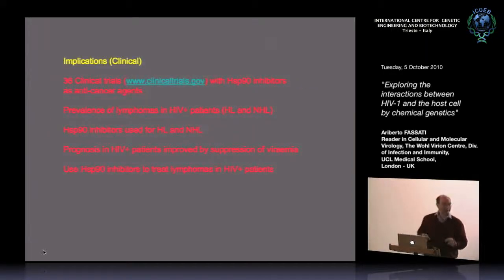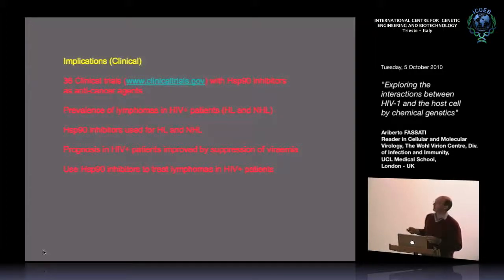There are some clinical implications to that too, because there are now 36 clinical trials with HSP90 inhibitors. Some are in phase 3, most of them are in phase 2. And unfortunately, people with HIV develop Hodgkin and non-Hodgkin lymphomas. And even in the era of HAART, there is a very high prevalence of this lymphoma in HIV-positive people. Now, many of these HSP90 inhibitors are used as anti-cancer agents in Hodgkin and non-Hodgkin lymphoma.